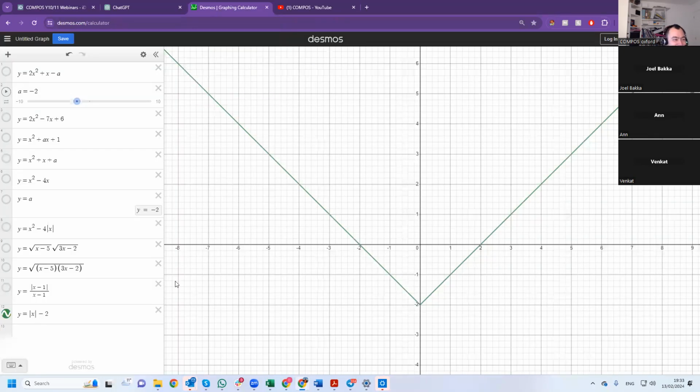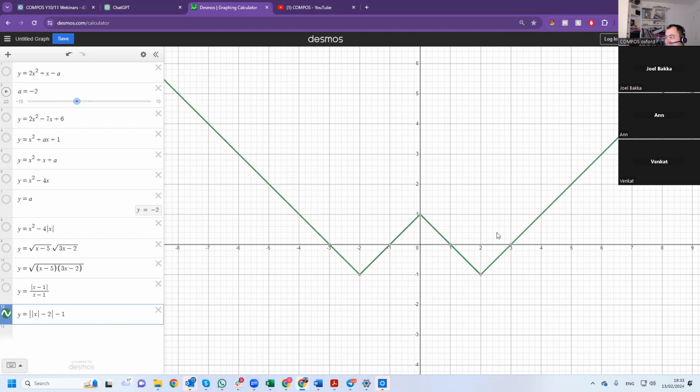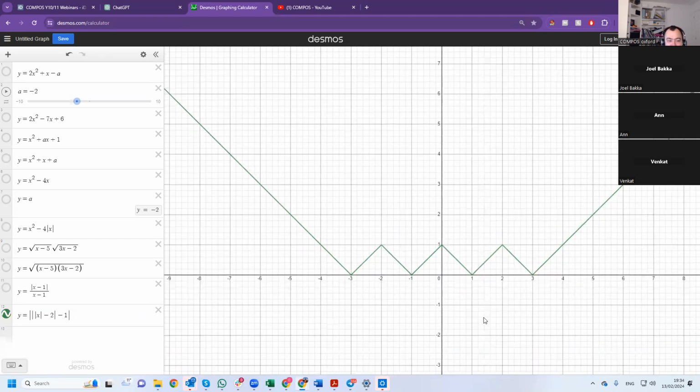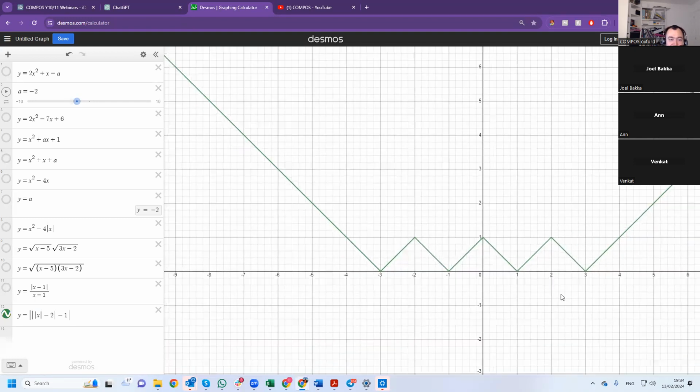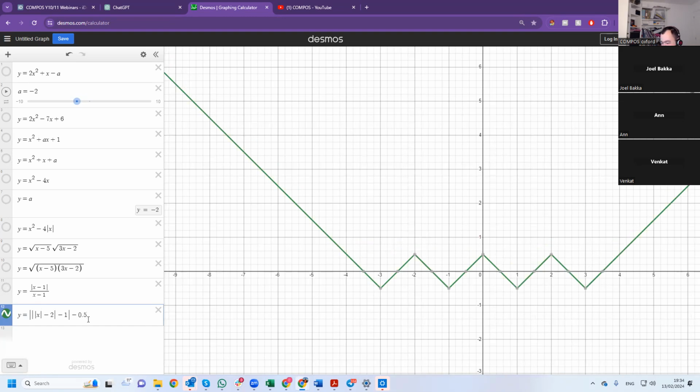Let's have a look at, so modulus x minus 2. Then you introduce a modulus around, and you can see that becomes this. And then you do minus 1. Now it's like this. And then you introduce another modulus. And this is your graph. You could continue. You could do minus 0.5. And then another modulus.